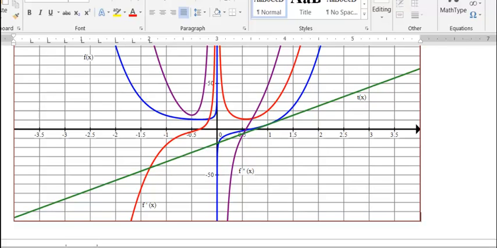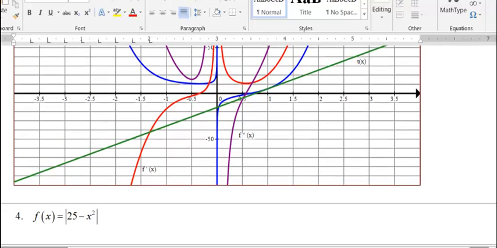So in our next problem, we're going to be looking at f of x equals the absolute value of 25 minus x squared. So you might want to try to work that one out before you come back and watch the video.